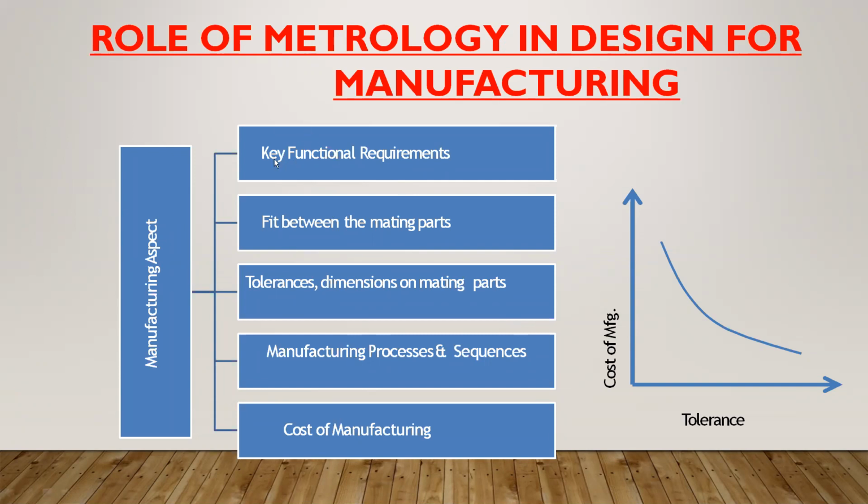So first one is the key functional requirements. That is, what are the basic needs of the industry? What are the basic needs for the product to be manufactured? These all are evaluated in the design for manufacturing functions. That is the key functional requirements. Next one is the fit between the mating parts.